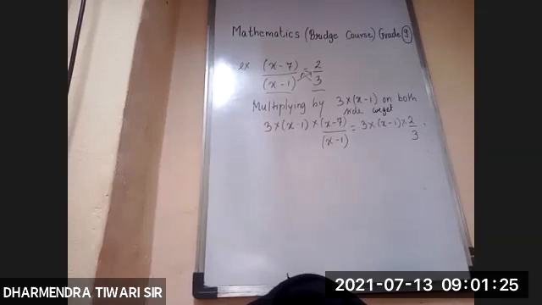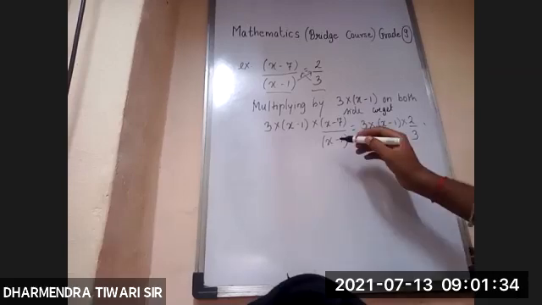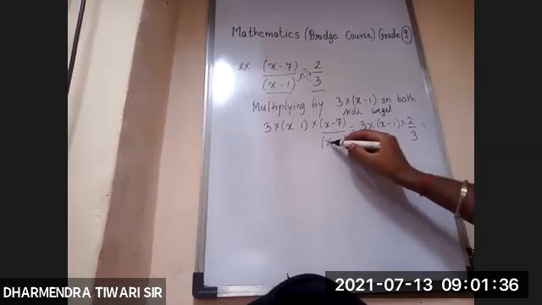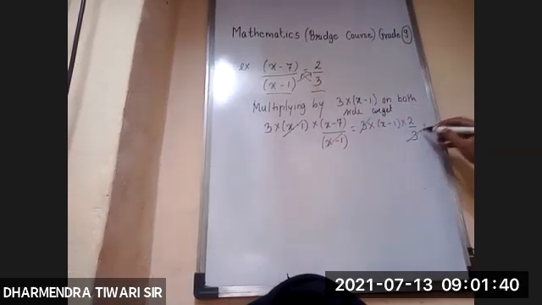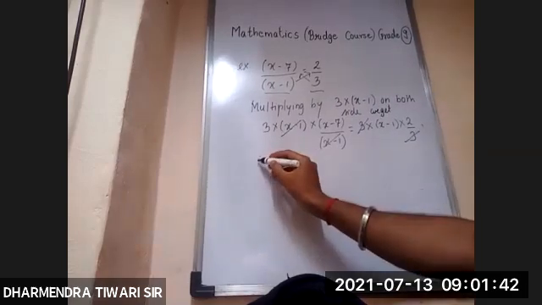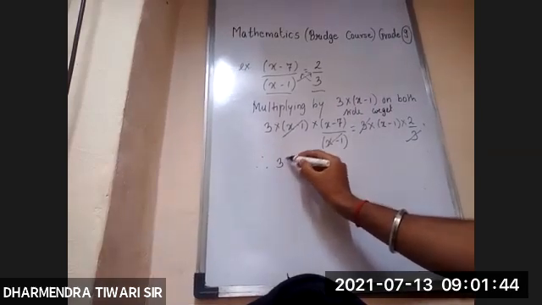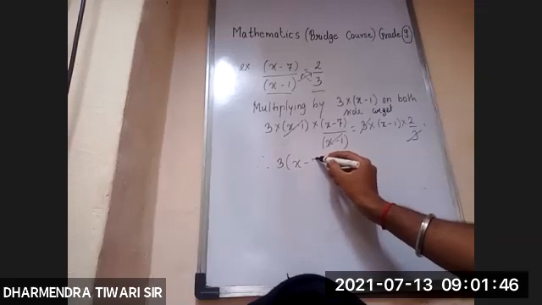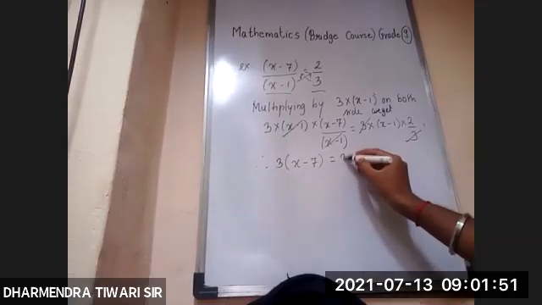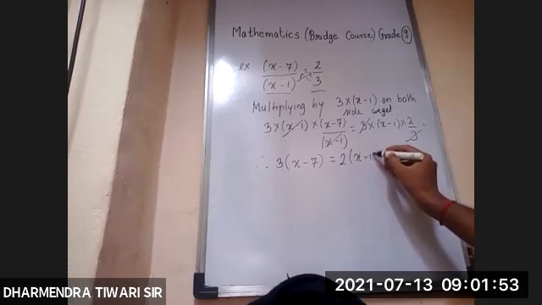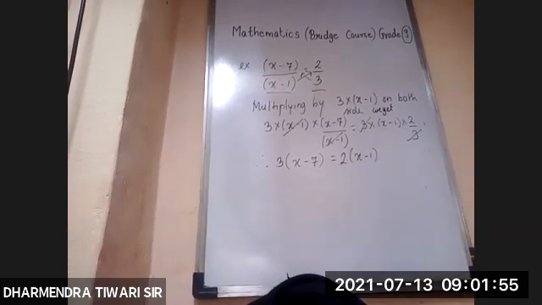Now, what is your observation? You can cancel the same terms present in the numerator as well as in the denominator. So you can strike out this x minus 1, x minus 1, and this 3, 3. So what remains? 3 into x minus 7 is equal to 2 into x minus 1.